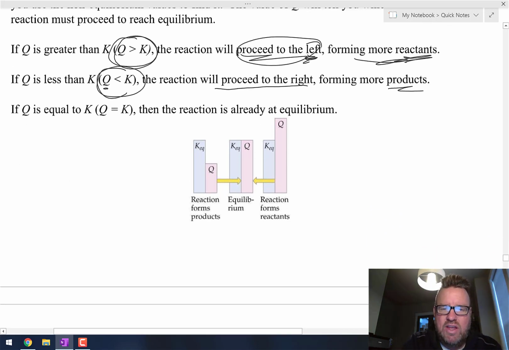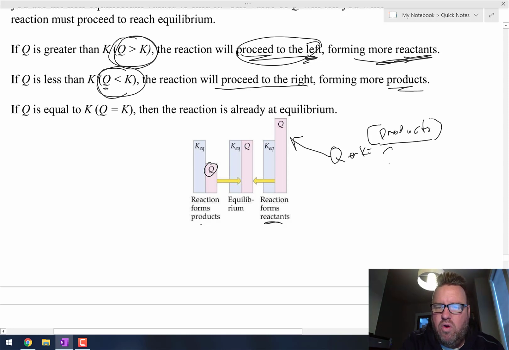So here we can kind of see this. If Q is greater than K, then it's going to proceed to the left to form reactants. If Q is less than K, then it's going to proceed to the right to form products. Now, why does that happen? Well, think about what the equilibrium constant is, okay? Whether it's Q or K, that's equal to the concentration of the products over the reactants.